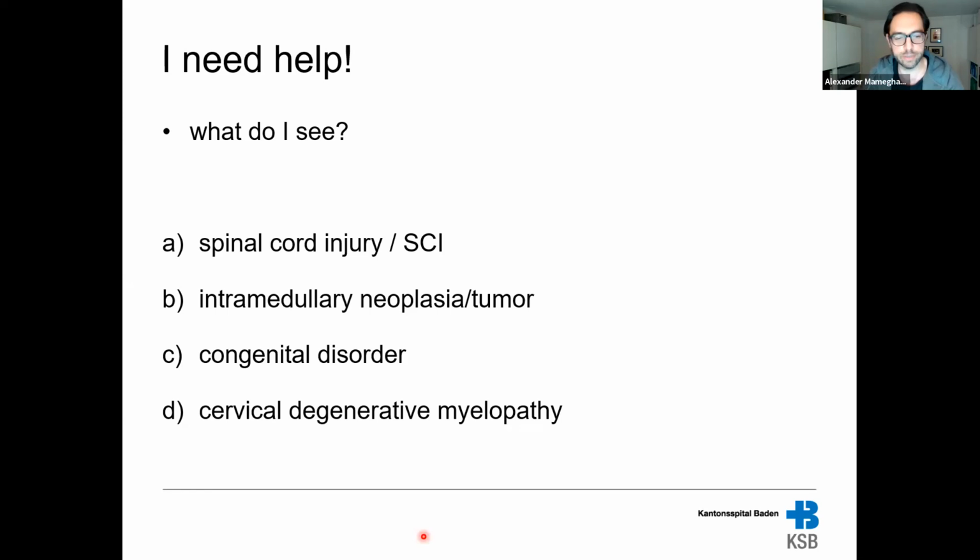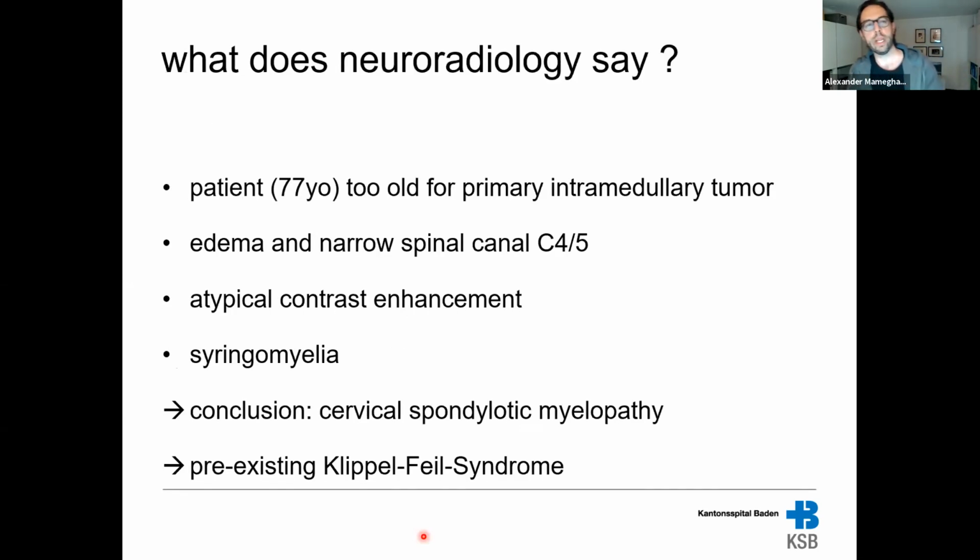Or is everything a cervical degenerative myelopathy? And what does my neuroradiologist say? They say it's too old for a primary intramedullary tumor. It's not excluded, but it's not common. And the edema, the narrow spinal canal, the atypical contrast. I have a very, very experienced neuroradiologist here, and he said he has seen this in Klippel-Feil syndrome, in a similar case with pre-existing Klippel-Feil syndrome, and it was just cervical spondylotic myelopathy. He had a contusion of the spinal cord, but the neurology came back.